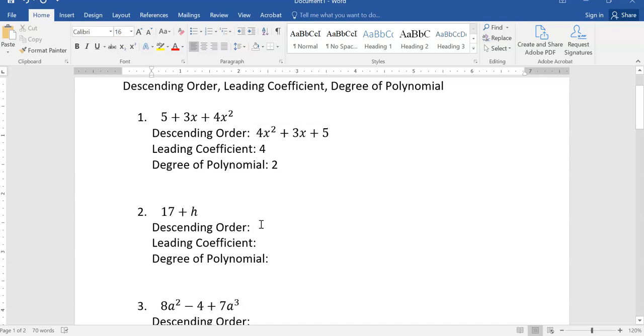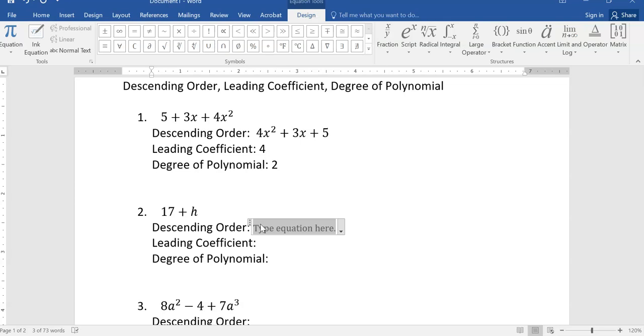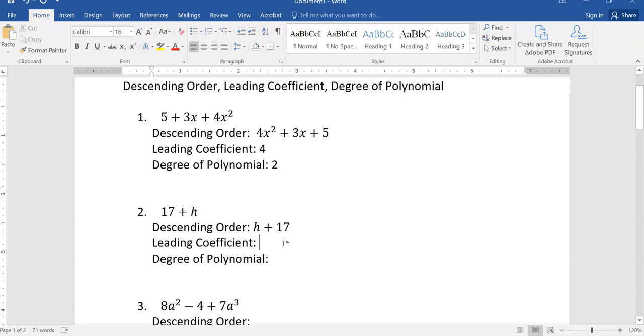All right, let's take a look at number 2, 17 plus h. That should look fairly familiar. That's something we dealt with before. So h plus 17 is the polynomial written in descending order. That means the leading coefficient is 1, and the degree of the polynomial is also 1. Again, we're focusing on this first term, which is h. The coefficient of h is 1. The exponent on h is also an implied 1.